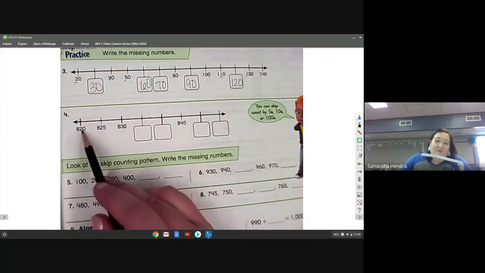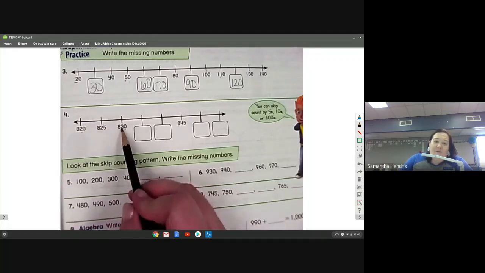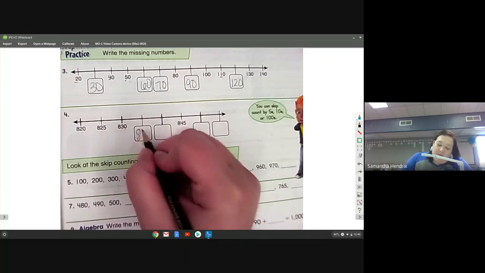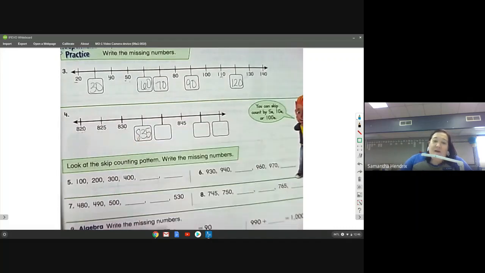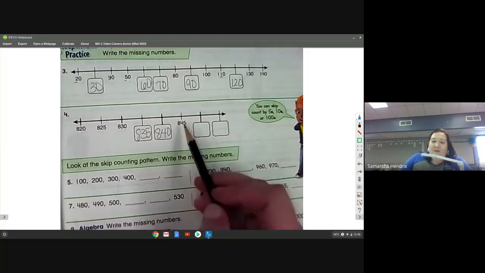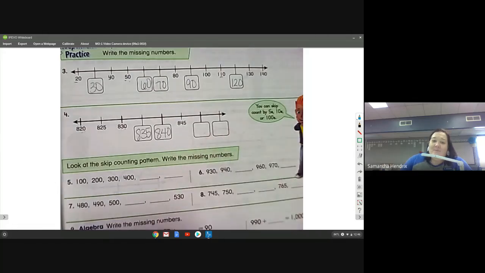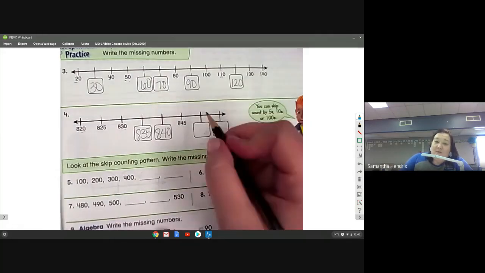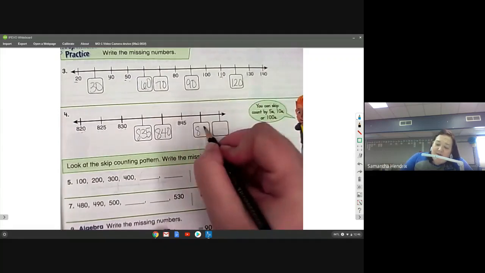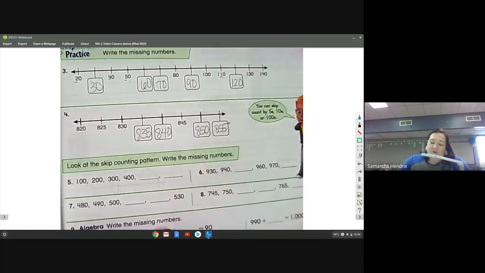So we have 820, 825, 830, 835, 840. We have 845. Okay, I want you to do these last two. Pause it, do them, okay? Go ahead and pause. Okay, so you should have written 850 and then 855 to finish.